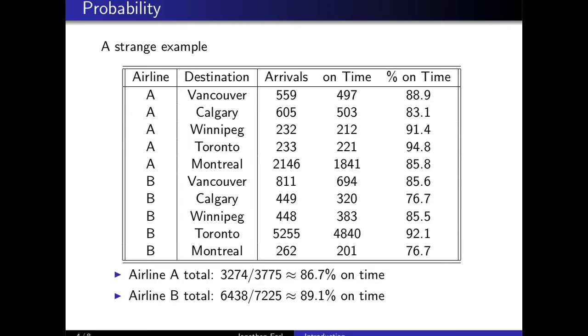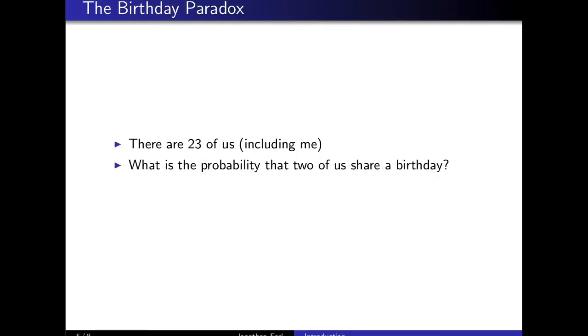One way that you could think about it is you have a lot of conditional probabilities going on. So you'd have the probability that a flight from Airline A is on time, given that it's going into Montreal, the probability that a flight from Airline B is on time, given that it's going into Montreal, and so on. So you can get some kind of counterintuitive results showing up with conditional probabilities.